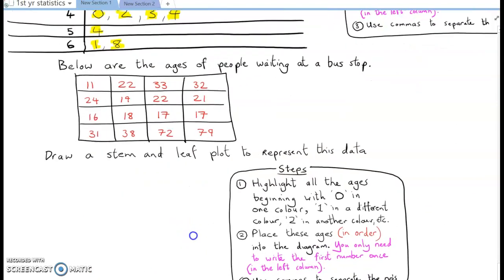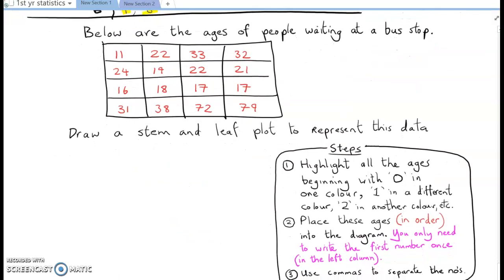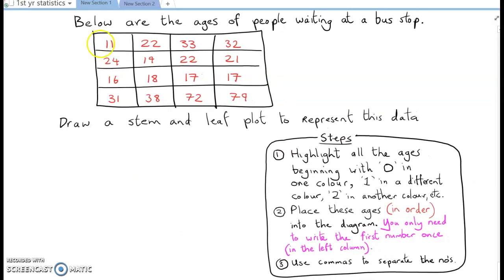So here are the ages of people waiting at a bus stop. So we have an 11-year-old, a 22-year-old, a 33-year-old, a 32-year-old, etc. And you have to draw a stem and leaf diagram to show those ages. Now, do you remember how to do it? You simply start off by drawing a line around there. Now, we should really do our line in black so we can see it better. And on the left is going to be our stem, and on the right is going to be our leaf.